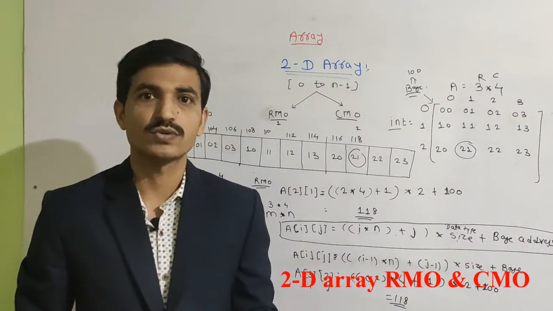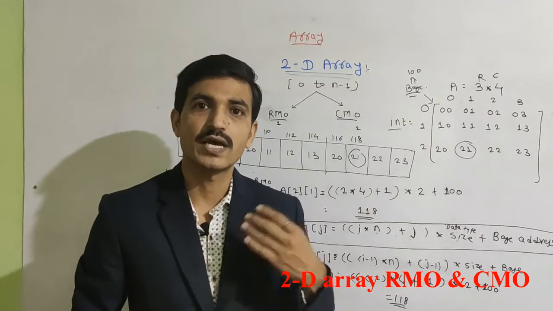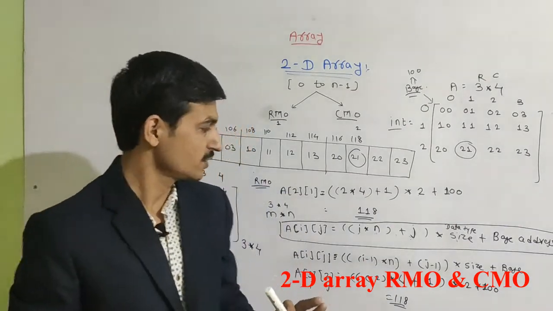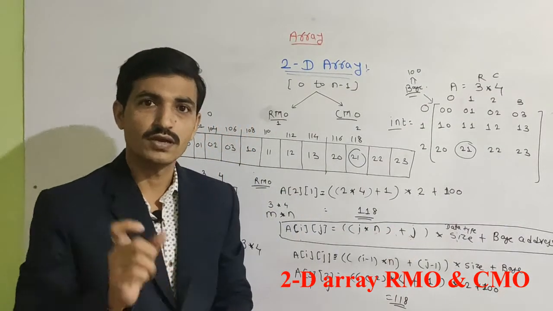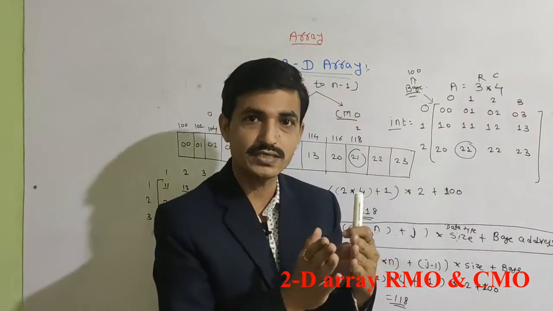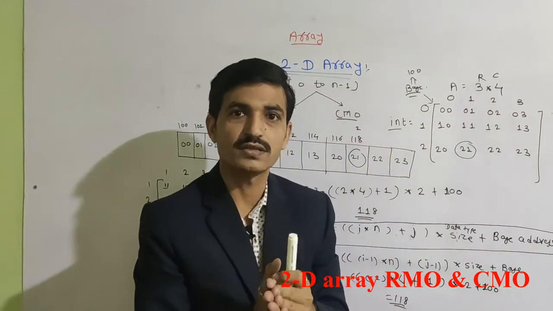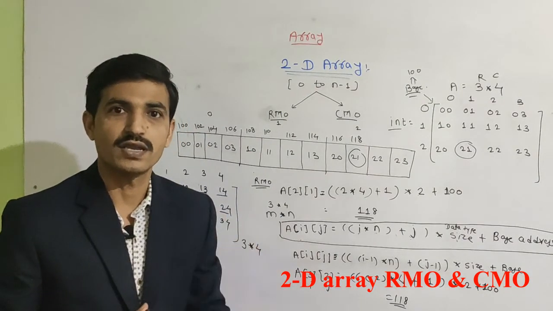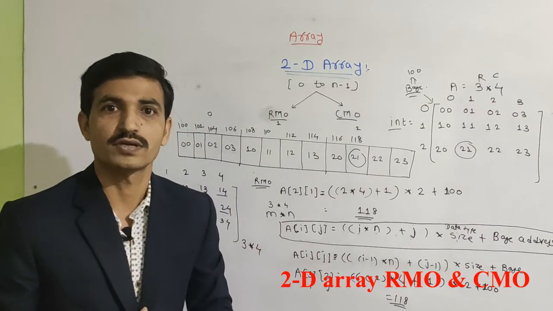So if the array index is 0, then also we can calculate the address. If the array index is 1, we can calculate the address. Both the methods are easy. No need to mug up this formula. If you remember the technique, how many rows and how many elements we have to cross, then we can easily find out the address of each and every element of the row major order.